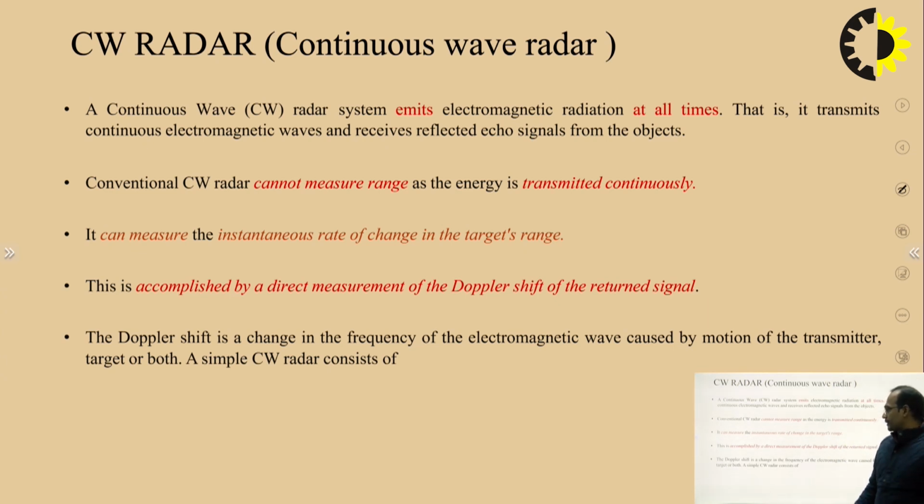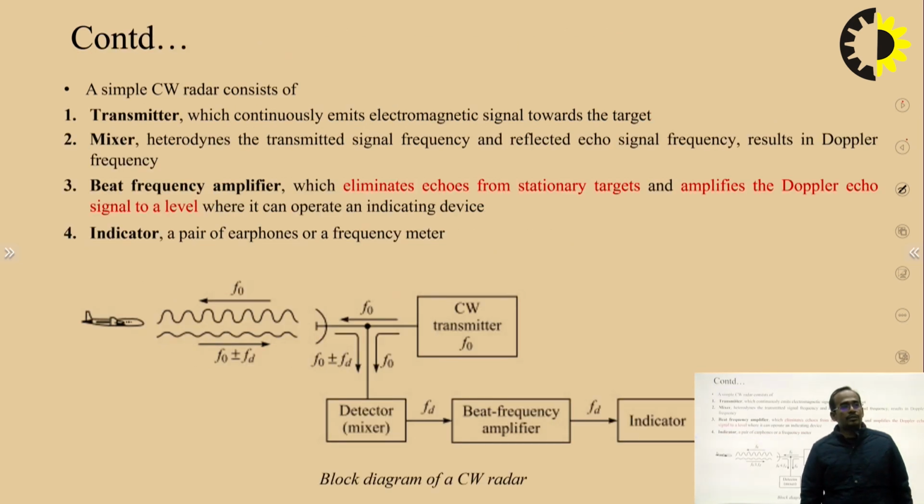The Doppler shift is a change in the frequency of the electromagnetic wave caused by motion of the transmitter, target, or both. A simple continuous wave radar consists of a transmitter, mixer, beat frequency amplifier, and indicator. So it is shown in this block diagram. It consists of transmitter, mixer, beat frequency amplifier, and indicator.